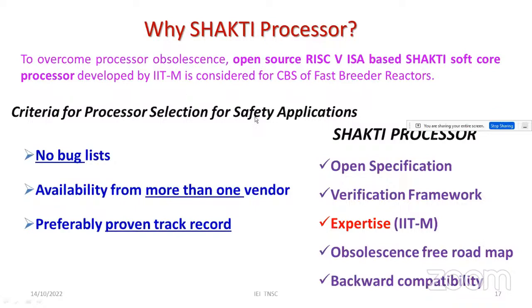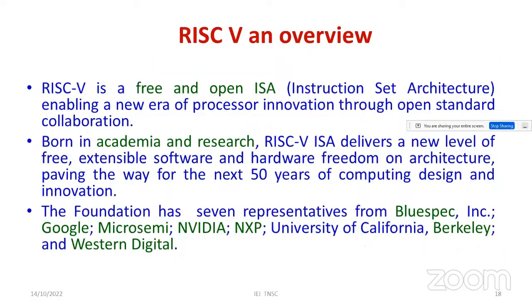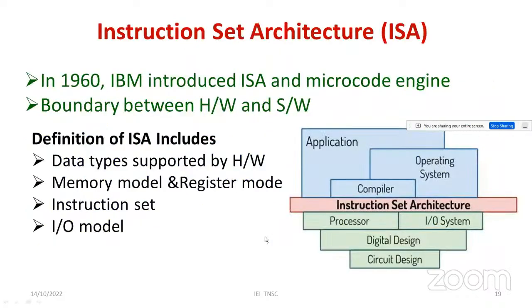SHAKTI processor has an open specification, a complete verification framework is available, and expertise is there. One advantage is that IIT Chennai is near to us. Then it has an obsolescence free roadmap. It provides backward compatibility. RISC-V is a free and open instruction set architecture. It was started for academic and research purposes. Anyhow, it is going to rule for the next 50 years. The foundation has 7 representatives like BlueSpec, Google, Microsemi, and so on.